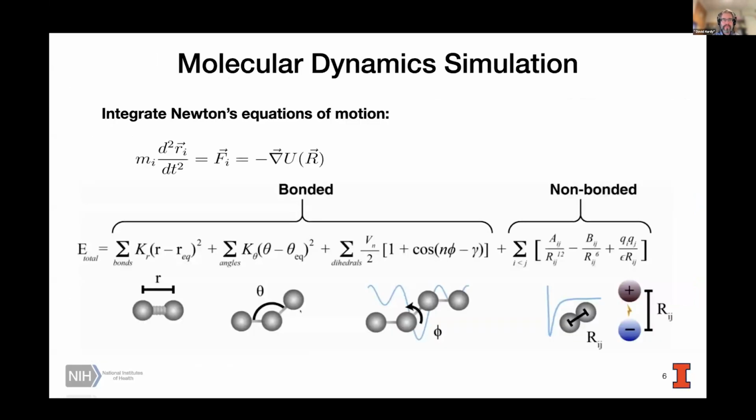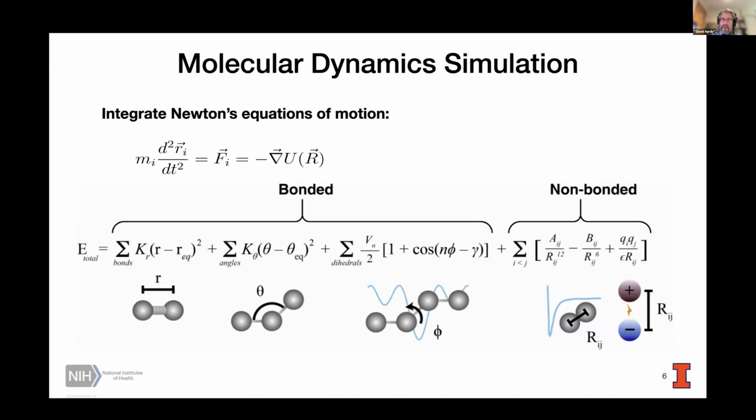Just looking at what we're simulating when we do molecular dynamics, we're integrating Newton's equations of motion through time. This is F equals ma, where the force F is the negative gradient of a scalar potential function. These contain terms that account for the covalent bonding between atoms, which we call spring bonds, and then angles and dihedrals, which are basically the rotational motion between two things that define a plane.